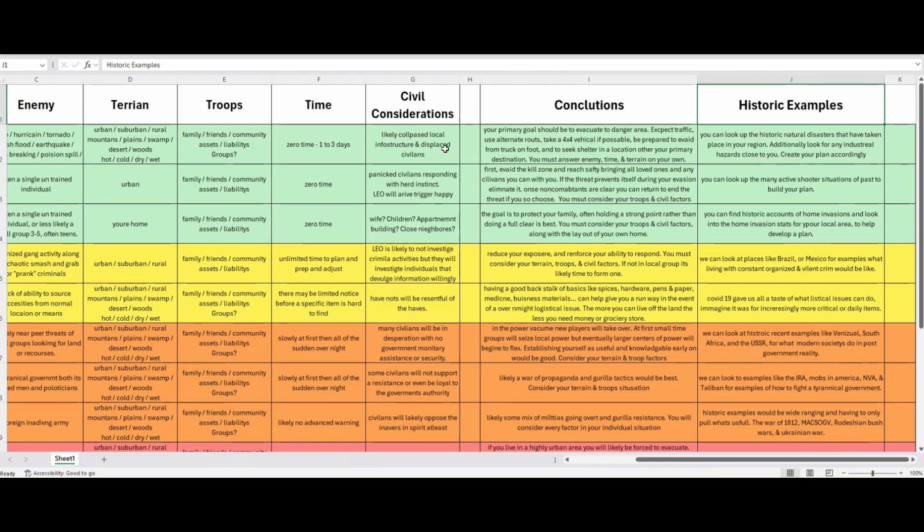Conclusions. First, you need to evade the kill zone and reach safety, bringing all loved ones and any civilians you can with you. If the threat presents itself during the evasion, eliminate it. Once non-combatants are clear, you can, if you decide to, return to end the threat if you so choose. You must consider your troops and civil factors. You can look to many active shooter situations of the past and build your plan accordingly.